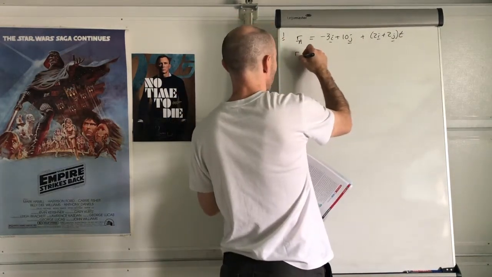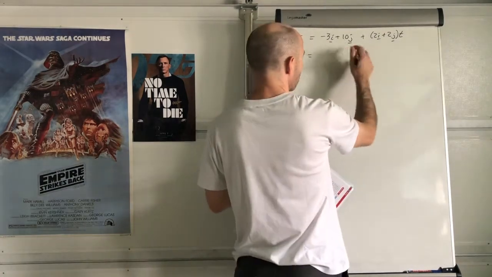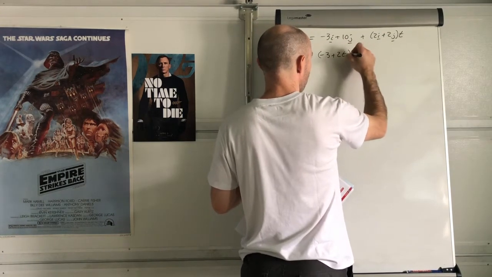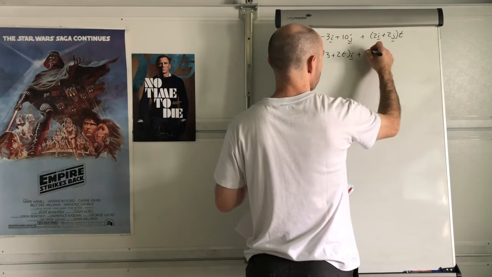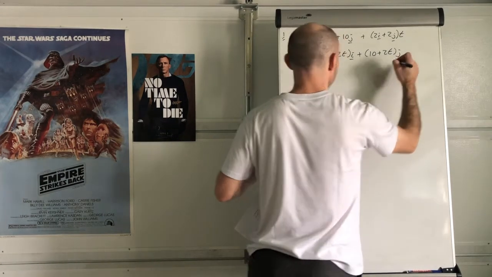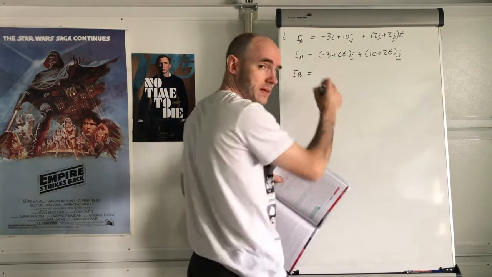Now, it's often better to write it in terms of i's and j's separately, so I'm going to do that. So we've got -3 plus 2t, that's the i component, and then 10 plus 2t, that's the j component. That's for ship A. We do the same again for ship B.